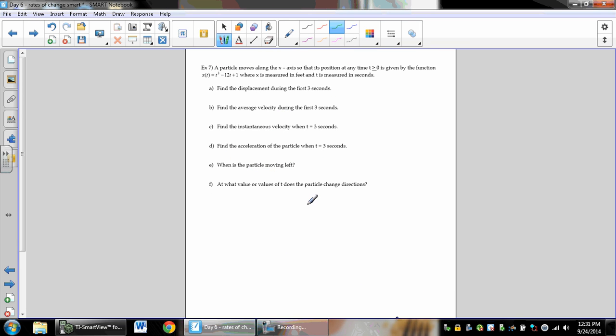I'm doing okay. A particle moves along the x-axis so that its position is given by this function. Again, that's supposed to be a minus over here. x of t equals t cubed minus 12t plus 1, where x is measured in feet and t is measured in seconds. I want you to give this a shot before I do it and then just come back. There's not a lot of explaining that needs to go on here. So try this on your own and then come back.